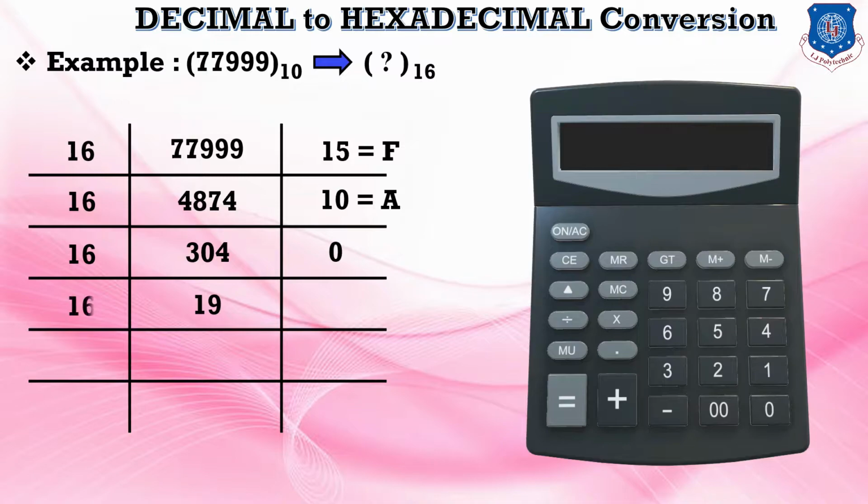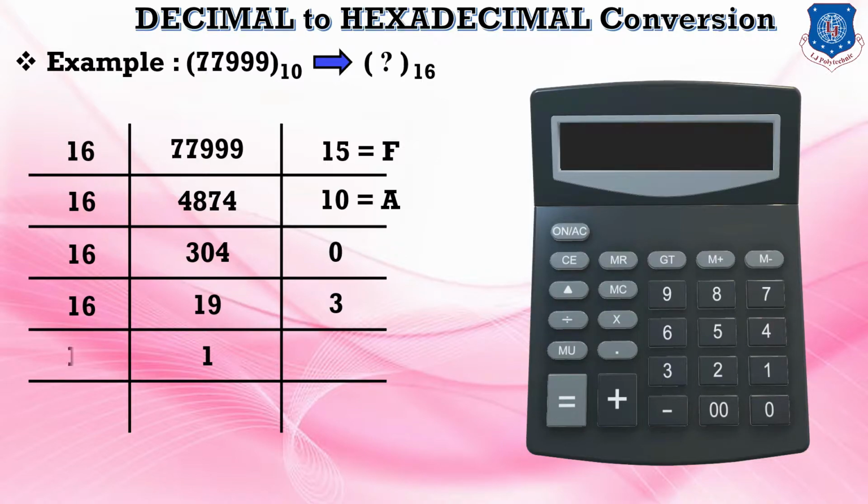Now for the next step, this 19 is divided by 16, then we will get the answer 1.1875. Among this answer, 1 becomes the quotient, and the remaining term 0.1875 will be multiplied with 16, then we will get 3. This 3 becomes the remainder.